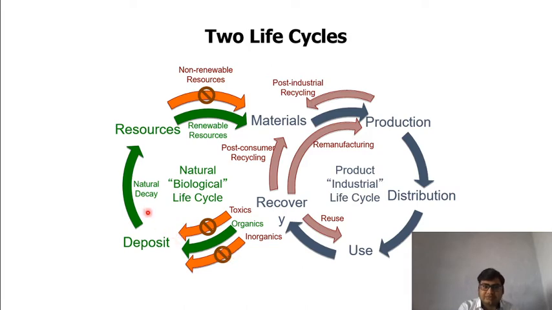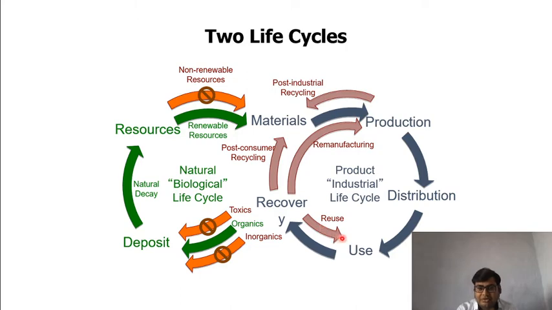Then there will be natural decays and they will be transformed into resources. If those are renewable resources, then it is okay. But if those are non-renewable resources, then we should try to avoid it as much as possible. Also, in the industrial life cycle, what we can do is, after using the product, we should try to reuse it.